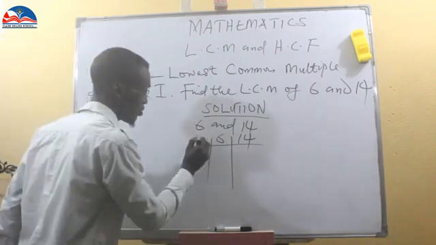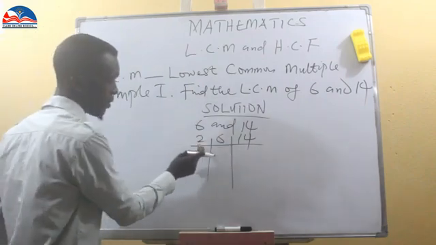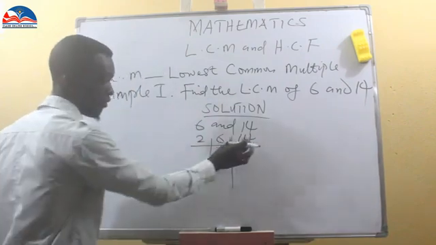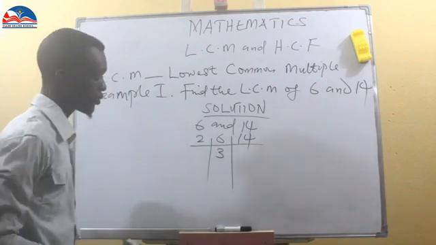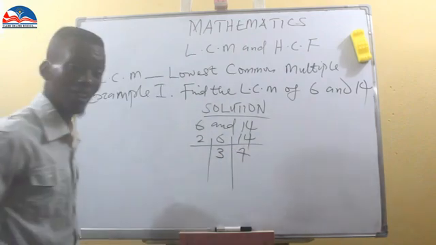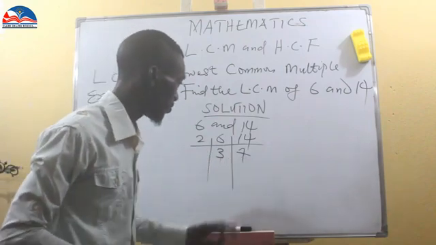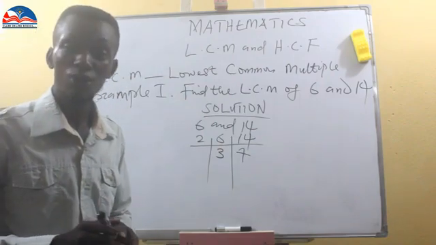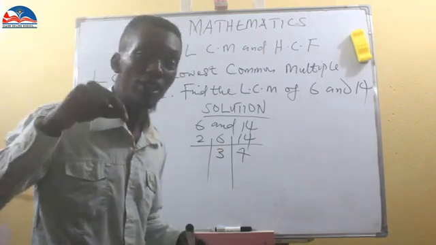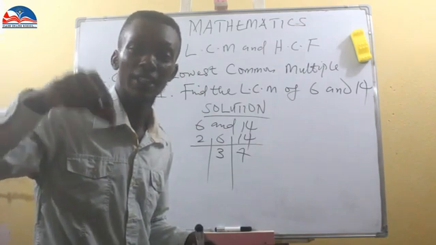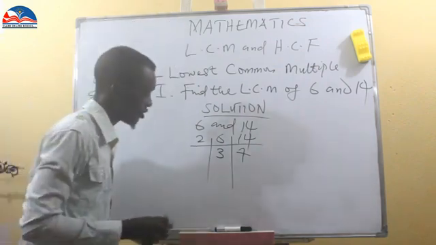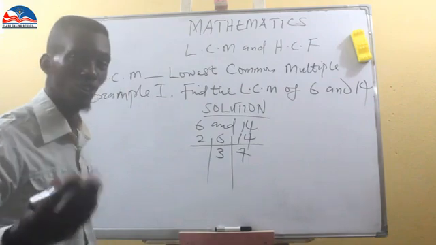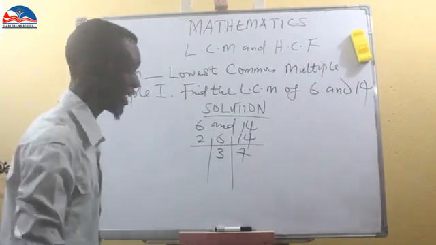2, for instance. 6 divided by 2 will give us 3. 14 divided by 2 will give us 7. Class, 3 and 7. You now ask yourself, can 2 go again? 2 cannot go again, so you use the next lowest number to divide. 2 cannot divide 3 and 7, so we take 3 as the next number that can divide.